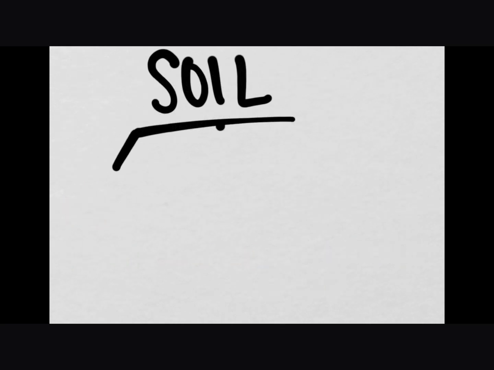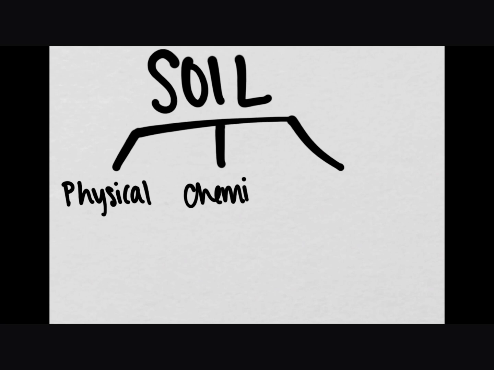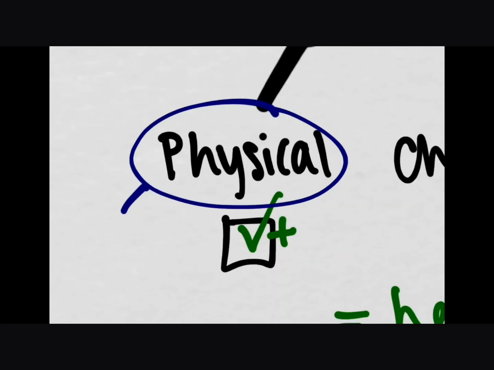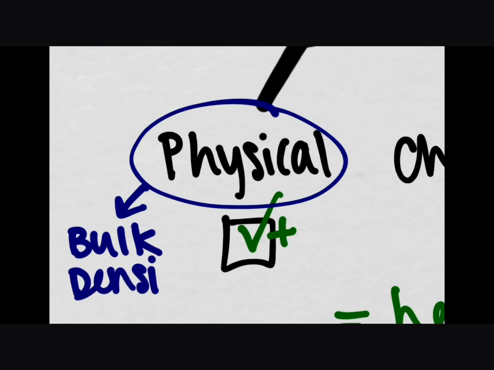To further understand soil health, it is important to note that soil has three components: the physical component, the chemical component, and the biological component. When these three components are all in good condition, then the soil can be considered healthy. Now, each of these components is made up of several different properties, but this video will discuss one important physical property of the soil: bulk density.